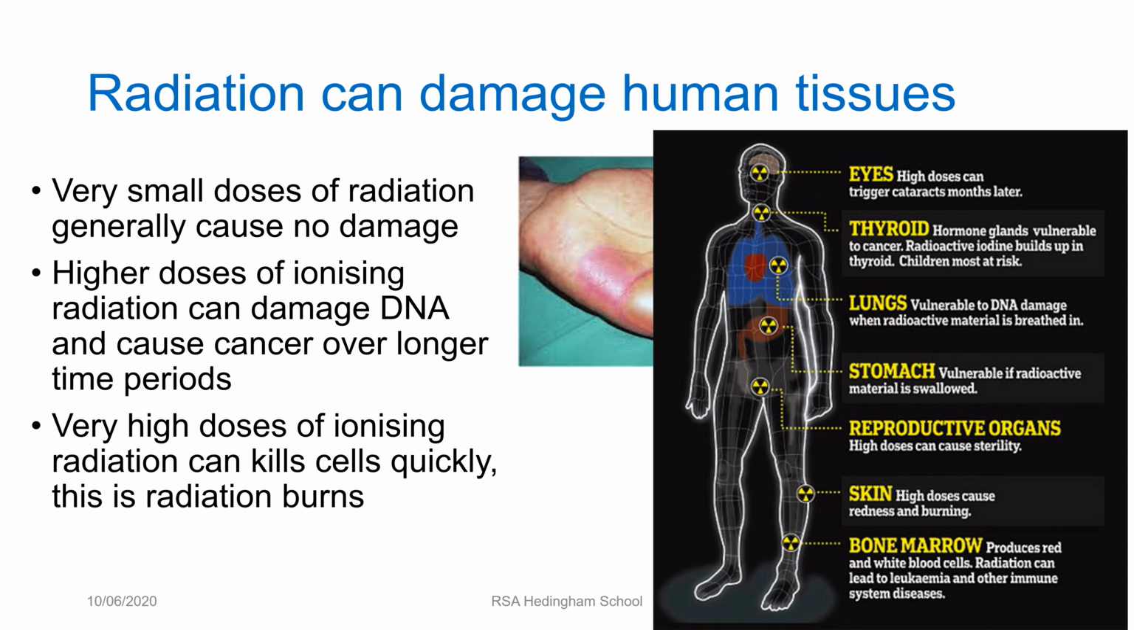There is other damage to other parts of the body. The eyes can suffer from cataracts, which is when the lenses go cloudy. The thyroid can be damaged and you can get cancer of the thyroid. The lungs can be damaged if something is inhaled. The stomach can be damaged if radioactive material is swallowed. Radiation can also cause sterility, so the testes and the ovaries stop producing sperm and eggs. And we've looked at skin burns already. And finally, the bone marrow, which is constantly producing red and white blood cells, can be affected, and you can get leukemia, which is cancer of the blood cells.